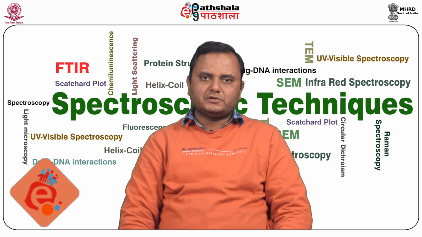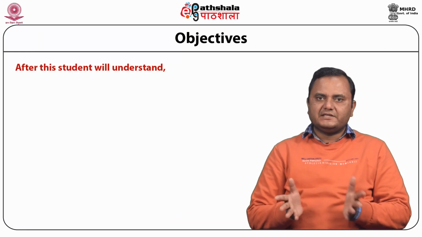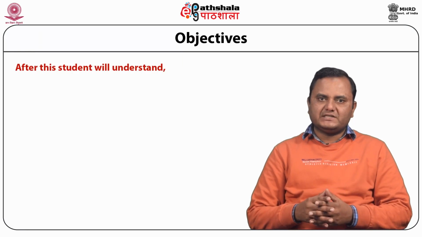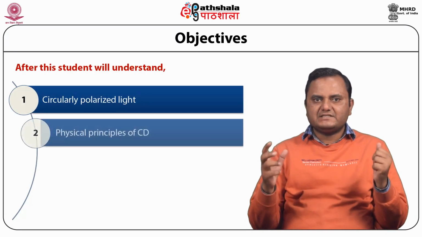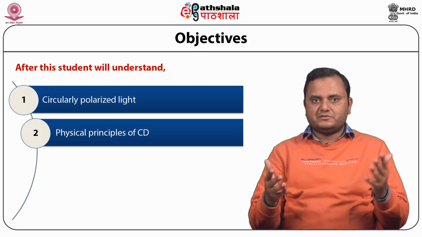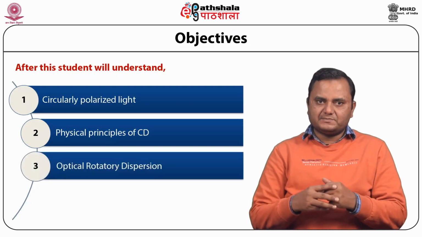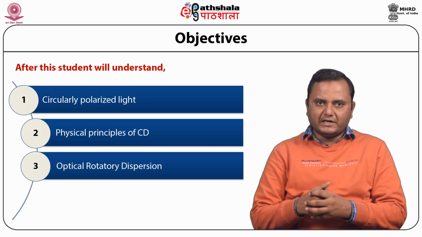Today we are going to talk on the module Basic Principle of CD Spectroscopy and Instrumentation under the paper Techniques Used in Molecular Biophysics 2. After studying this module, a student will be able to understand what circularly polarized light is, then the physical principle of circular dichroism. Then you must know about optical rotatory dispersion, known as ORD, and a comparison of CD and ORD.